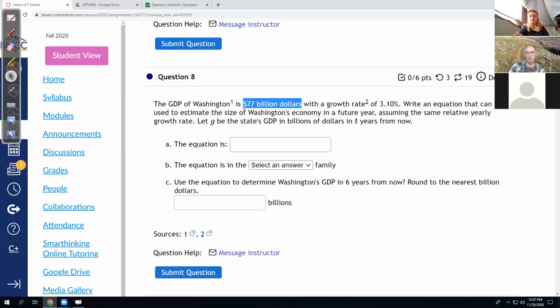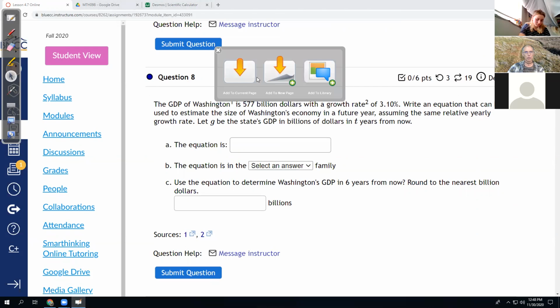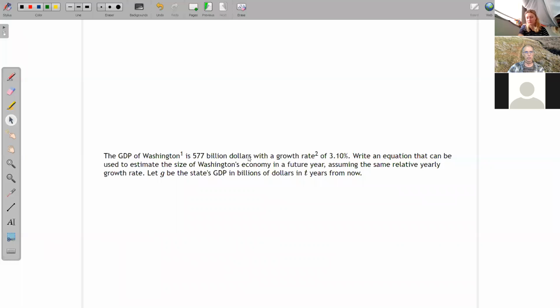And I'm assuming it's this year. And there's a note here, I could look it up if I wanted to. And then there's a growth rate of 3.1%. All right, so once I see growth rate percent, I'm thinking this is an exponential function. So let's copy this down and see if we can write in a formula. Copy. And let's see, I'm just gonna grab this for now and we'll get the other information later.